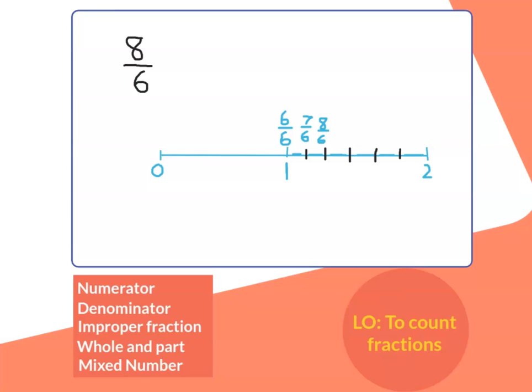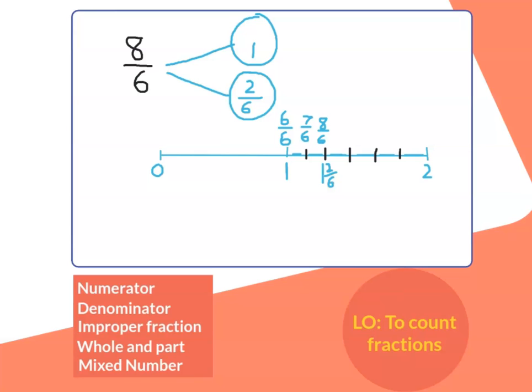Challenge question. What's another way to write 8/6? I want you to write it or to think about that fraction as a mixed number. Think about your whole and part models. We know that 6/6 is one whole. So what's left over? There's one whole and two parts. So it's 1 and 2/6. So here where we have 8/6 marked on the number line, we could have actually recorded it as 1 and 2/6.